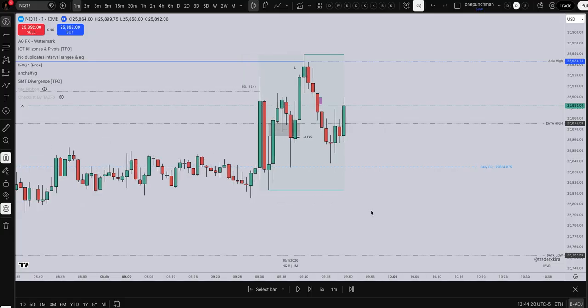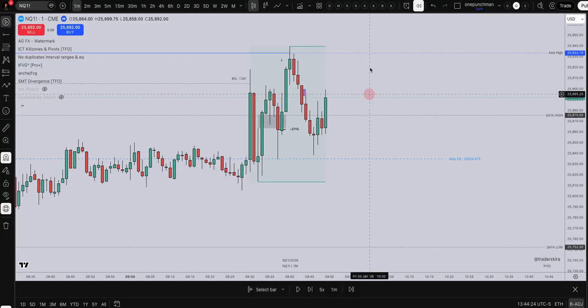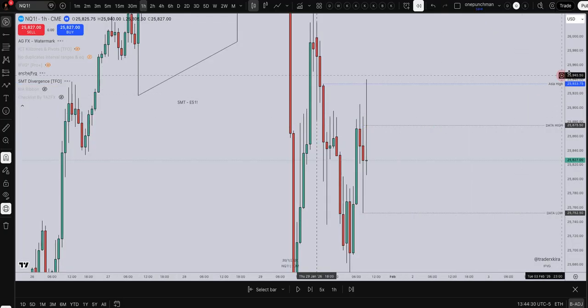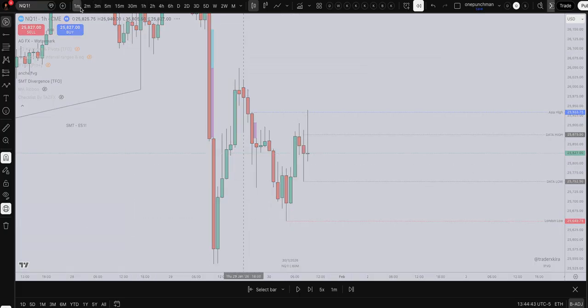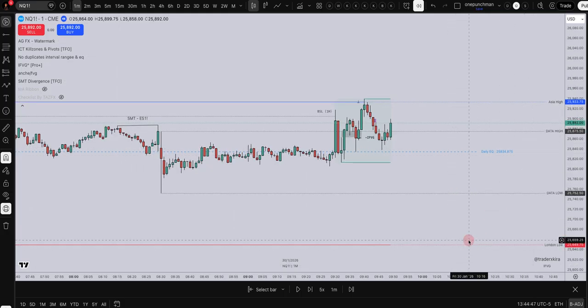Okay, so let's hit play. We know where our other levels are located, right? We have the data low down here. Let me see where the hourly levels are now too. Yeah, it looks like that data low is a very key level anyways. It's an hourly level. It's also, like I said, the data low. And then we have London low here, which is our next key level in terms of the sell side. So if I'm going long anymore, it's got to come from down here, right?